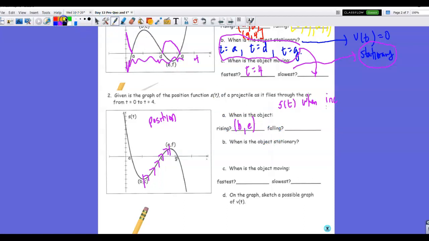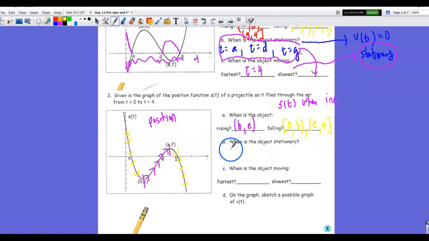The object is falling. It's a position graph, so it's falling when the position graph is falling or decreasing. So I'm looking for when the position graph is decreasing. So that would be from closed 0 to B, and from open E. Make sure you're choosing the X values and not the Y values. So from E to 4, even though I can't see it, I can see that the graph is continuing, well, sort of. The graph is decreasing.